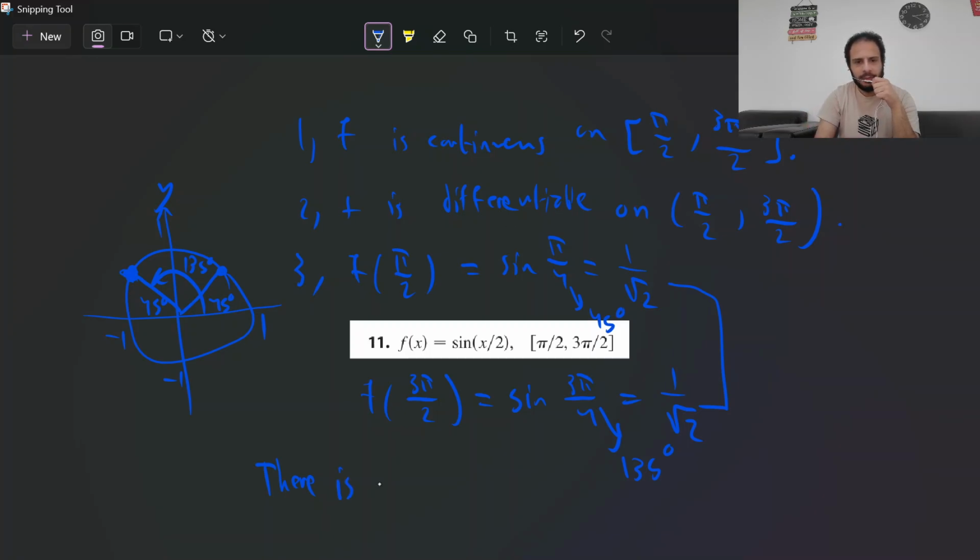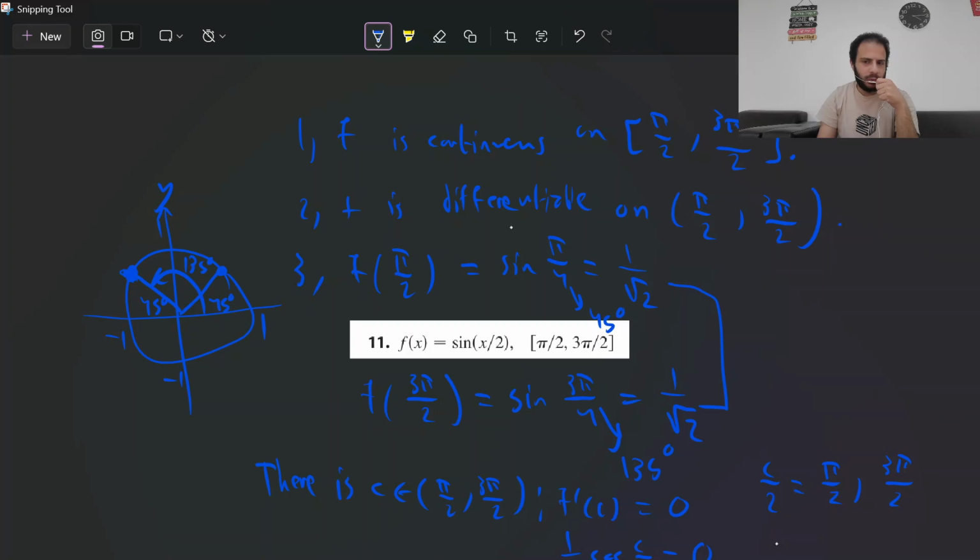So there is c belonging to the open interval pi over 2, 3 pi over 2, such that the derivative f prime of c equals 0. This is because of Rolle's theorem. Now what's the derivative of this? Half cosine x over 2, and substituting c, you get cosine c over 2 equals 0, right? When is this 0? You need c over 2 to equal pi over 2, or 3 pi over 2.